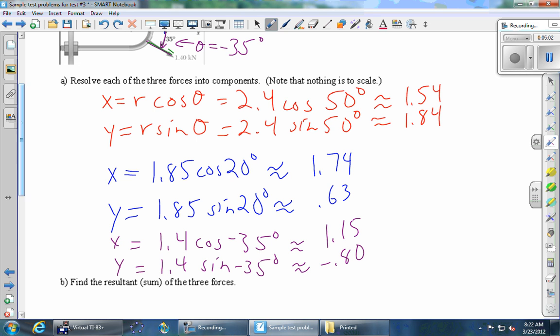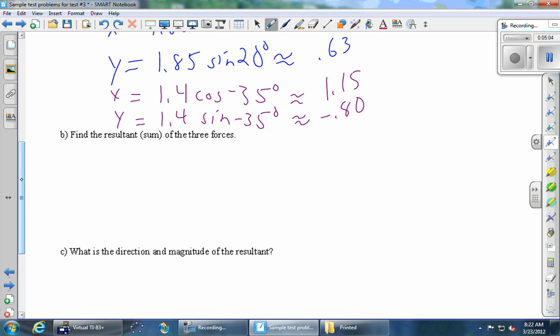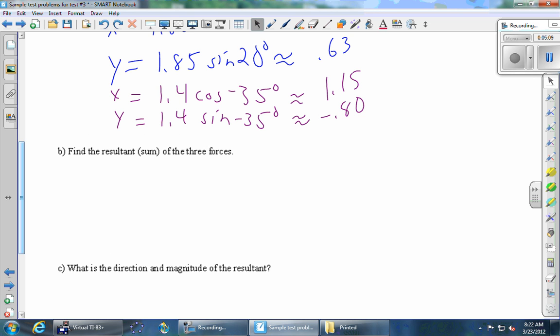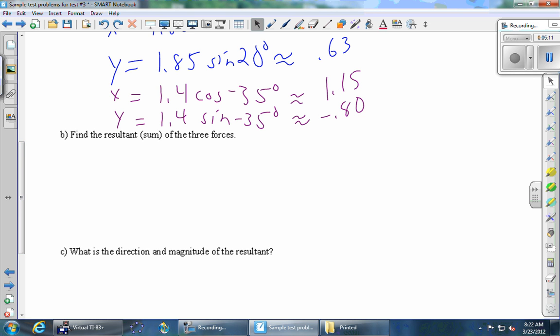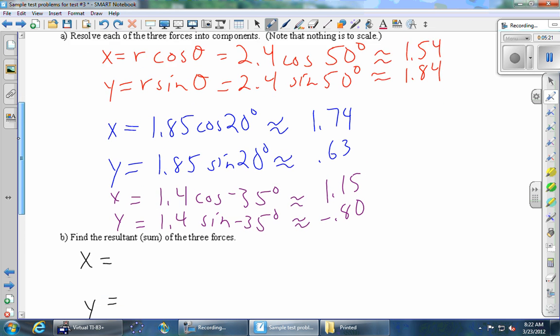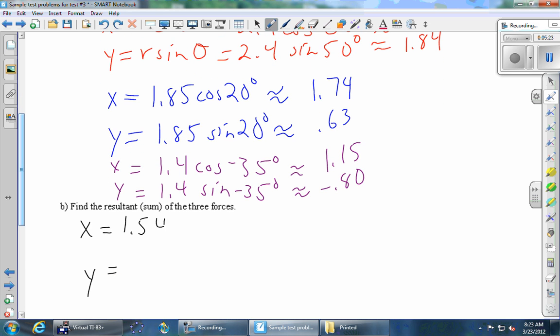And then part B says find the resultant, the sum of the three forces. So what we'd like to do is add up the x's and separately add up the y's. This is going to be the resultant x's and y's. So we're adding the x's, 1.54 plus 1.74 plus 1.15, and then adding the y's, 1.84, 0.63, and then minus 0.80, or plus negative 0.80.